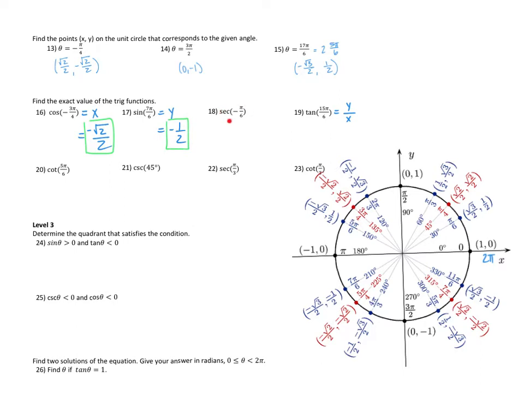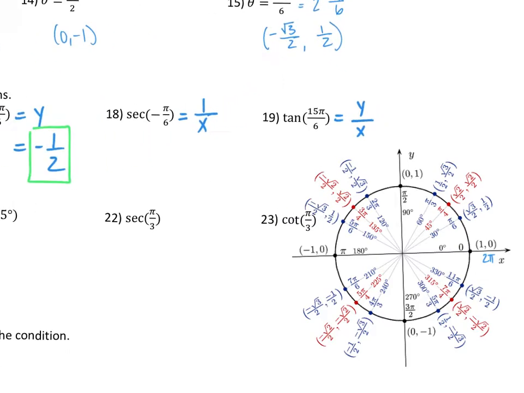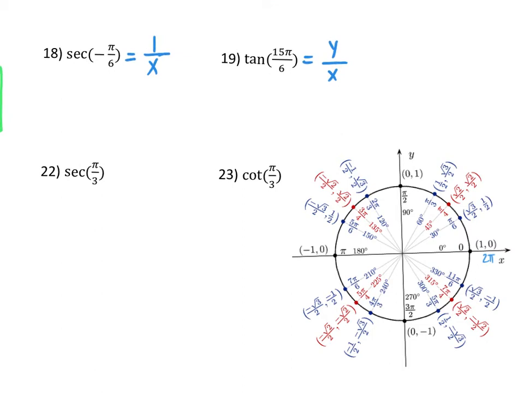The next problem here we have secant, and secant is the reciprocal of cosine. So the formal formula for secant is going to be 1 over x. I'm going to zoom into this problem here. For secant, we have negative pi over 6. So positive pi over 6 is right here. Negative would be down here. So negative pi over 6 is equivalent to 11 pi over 6. And our x value there is root 3 over 2.